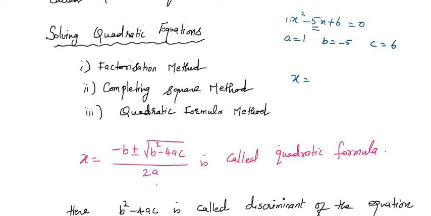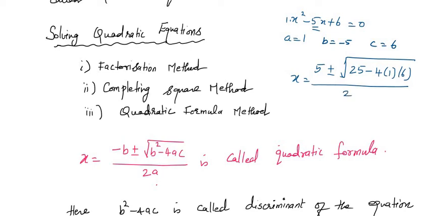Therefore, if I use this formula, x is equal to minus b. B is minus 5. Minus b means plus 5, plus or minus root of b square. What is b square? Minus 5 square, that is 25, minus 4, a is 1 and c is 6, whole divided by 2a, 2 into 1.